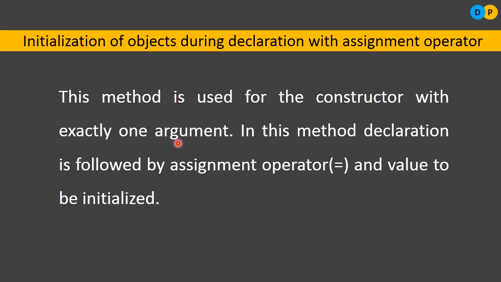For the last program, it is not applicable because you are passing two arguments, 100 and 200, and there you have used int n and int m. So there are two arguments. When there are two, three, or more than one argument, it is not possible. If you want to initialize with only one argument value, then it is possible. In this method, the declaration is followed by the assignment operator and the value will be initialized. So it is a very simple approach. Let us go through the program.